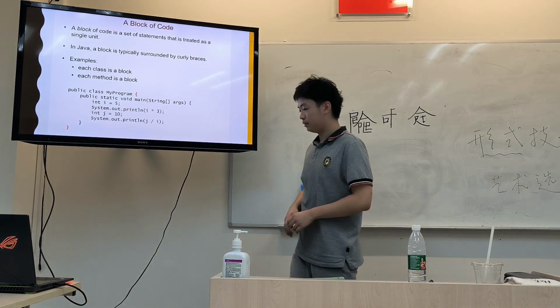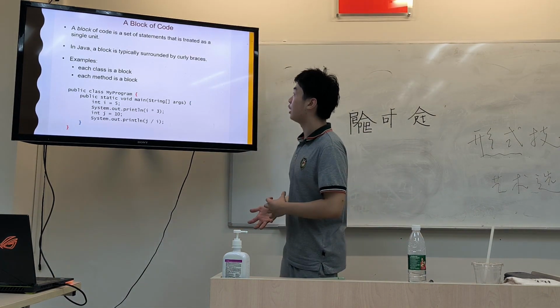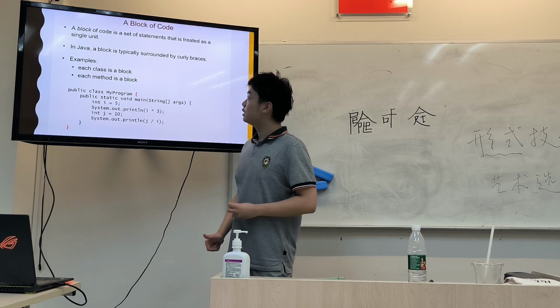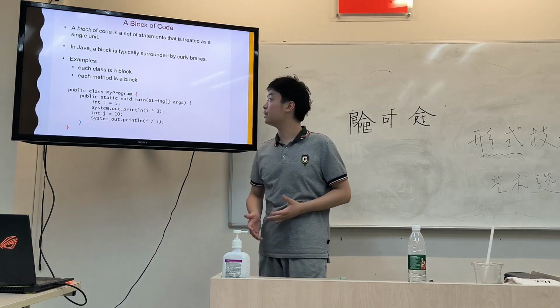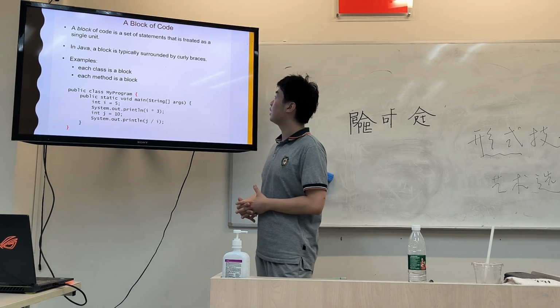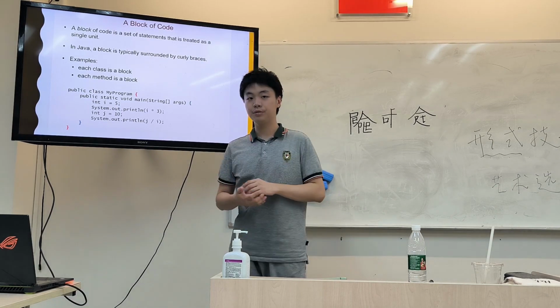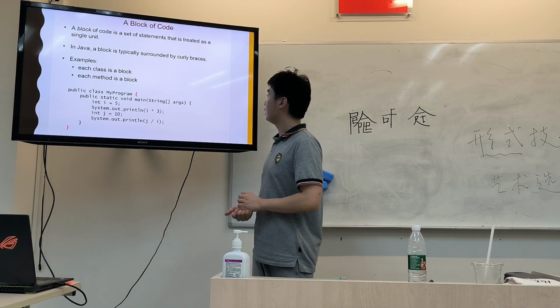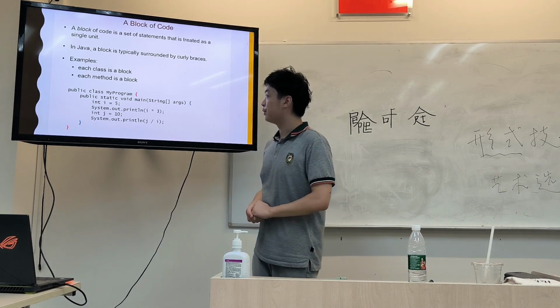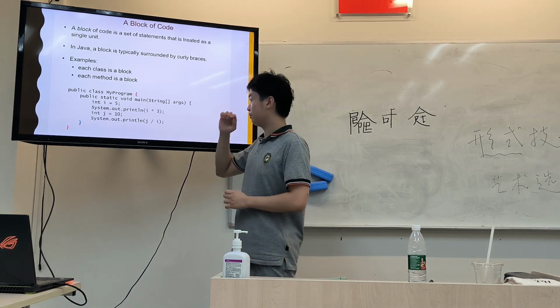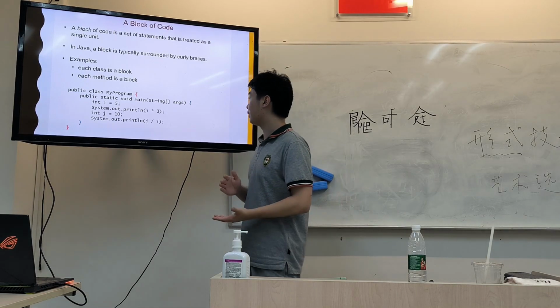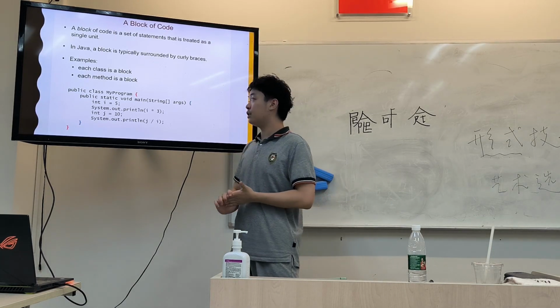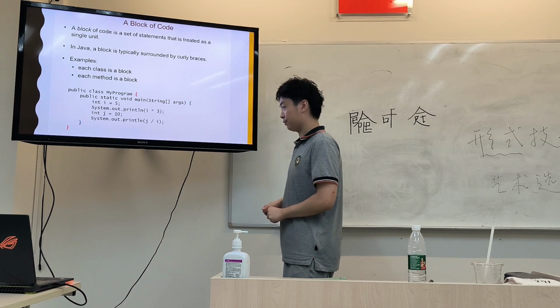So the last part is called code blocks. A block of code is a set of statements that is treated as a single unit. In Java, a block is typically surrounded by curly braces. For example, each class in a Java program is a block, and each method is also a block.